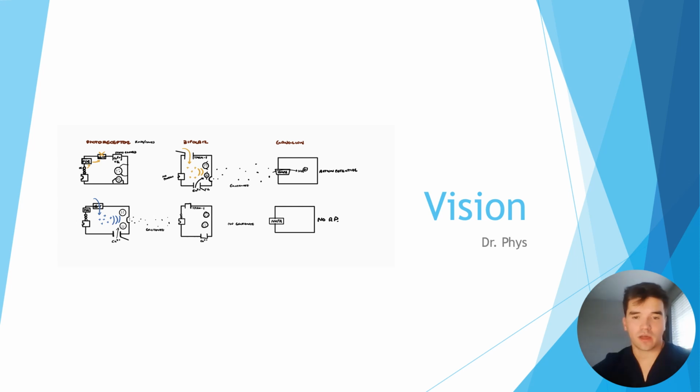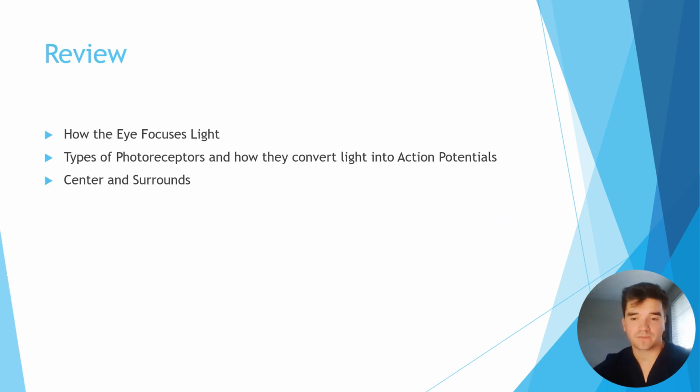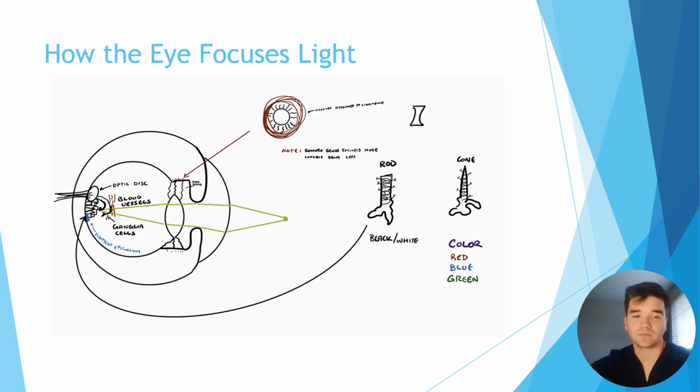All right, so this one's probably going to be a pretty short one today. We're going to talk about vision and what that means for us. Well, if you're listening to this video, the last video applied to you. If you're watching this video, it applies to you. So we're going to talk about how the eye focuses light, the types of photoreceptors, how they convert light into action potentials, and what it means to have centers and surrounds within our light when it comes to photoreceptors. Let's get right into it.